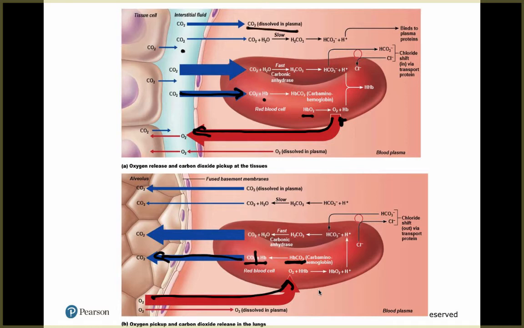And then, of course, some carbon dioxide is just there in the plasma to begin with. Some carbon dioxide is combining with water to make carbonic acid, and some oxygen is dissolved in the plasma, but the overwhelming majority is in the red blood cell.